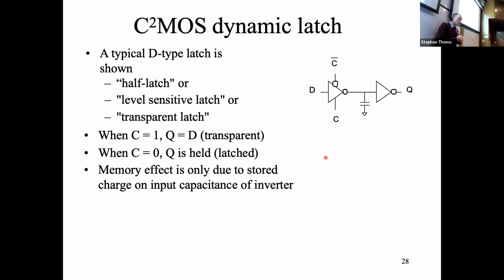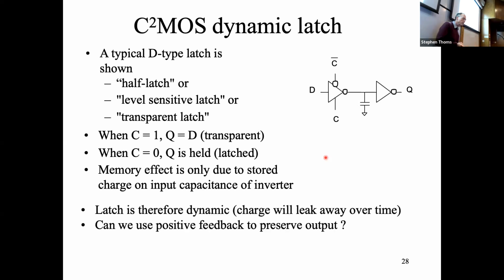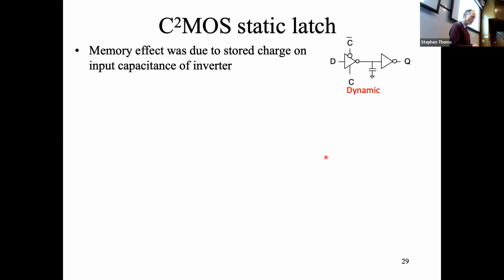Now, the memory here, you'll notice, is due only to stored charge. So it's not going to stay forever, but it will stay for some time. So it's called a dynamic latch. But we can actually use positive feedback to turn it into a static latch, which actually keeps the signal there. And that's relatively straightforward. So here's our dynamic latch, our dynamic half latch.